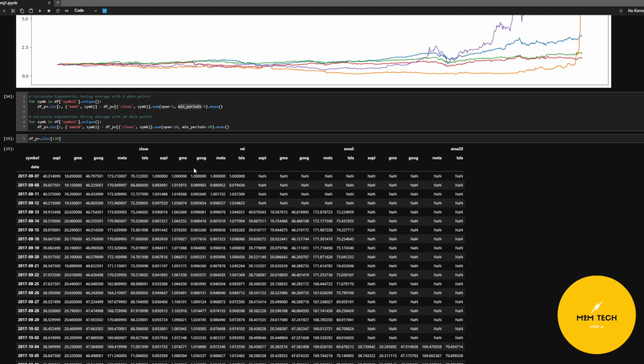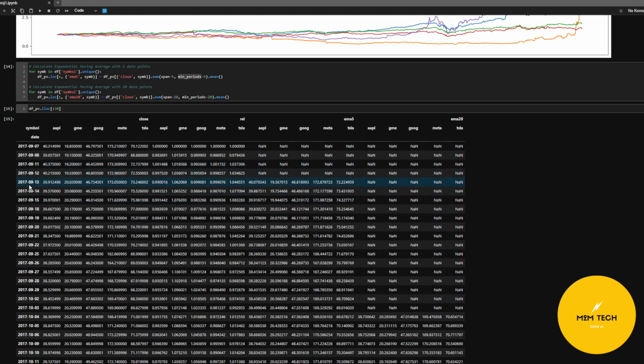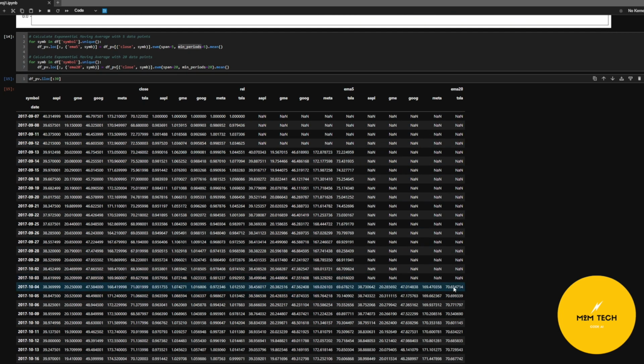And then I'm going to convert that to int. So if EMA5 is greater than EMA20, it will be 1. Otherwise, it will be 0. Okay, so this is just a Boolean column, but with the NaN when we don't have information.